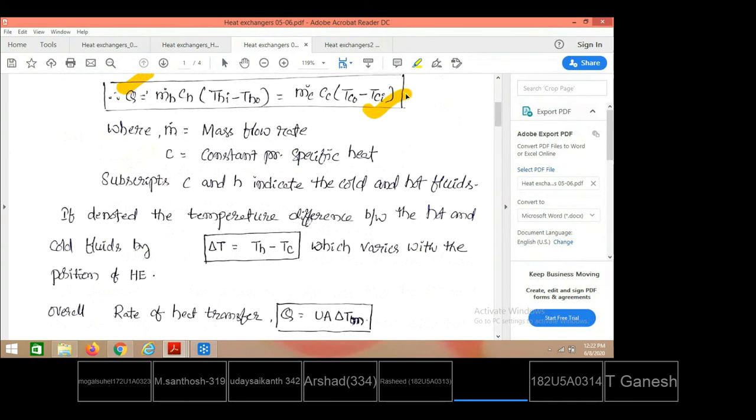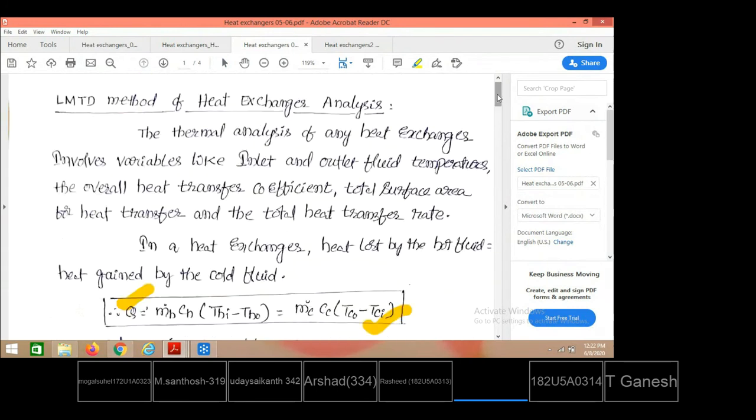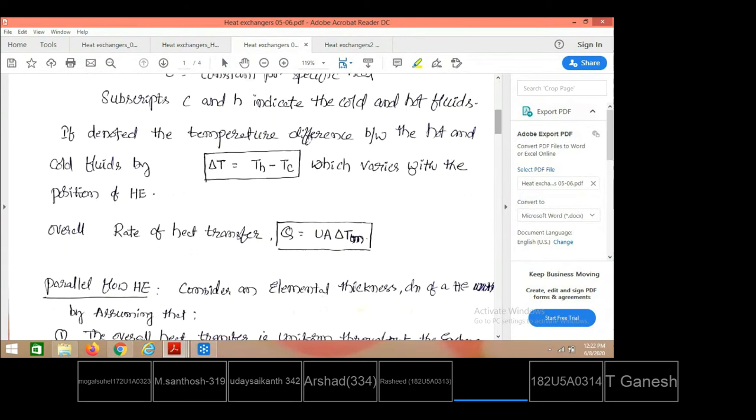So heat lost by the hot fluid is that one. When this much heat has to be transferred from one fluid to the other fluid, what is the size of the heat exchanger required? That we will do in the case of heat exchanger design. In heat exchanger design, this is what we do: Q equal to UA into delta Tm. A we will fix.